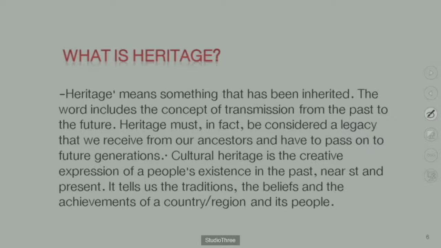It tells us the traditions, the long-lasting and rich traditions, the beliefs. We proudly say that what civilization we have, we belong to which civilization that has evidences through the existence of our ancestors' heritage. The achievements of any country, of any region and its people that has been maintained by their people. Is it right, friends?